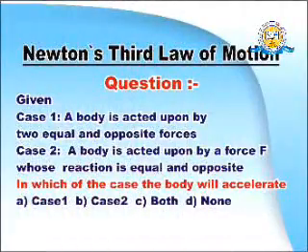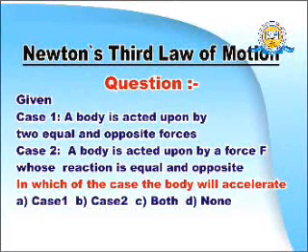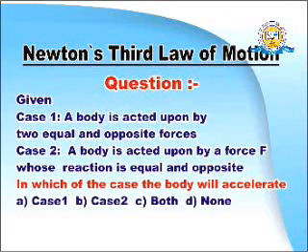Case 1 is given to us. What is that? Let two equal forces be applied on a body. And case 2, now please see: let force F be applied on a body so that the reaction to this force is equal and opposite. Now the question arises: in the first case, two equal forces are applied in different directions, so the net force is 0.